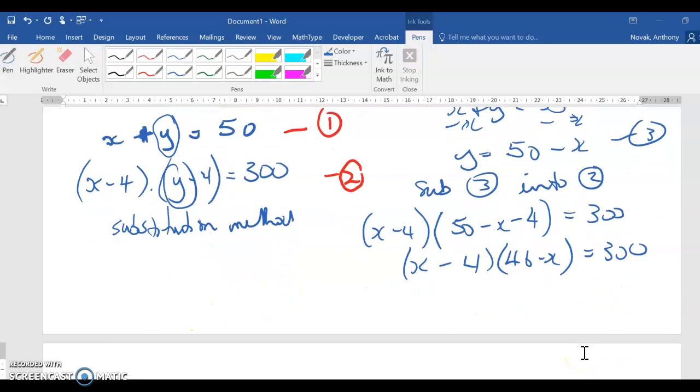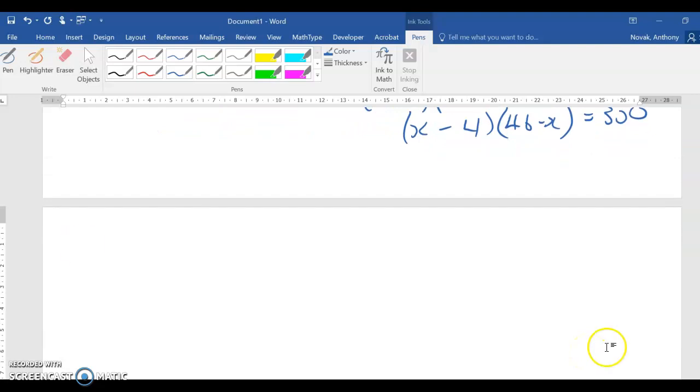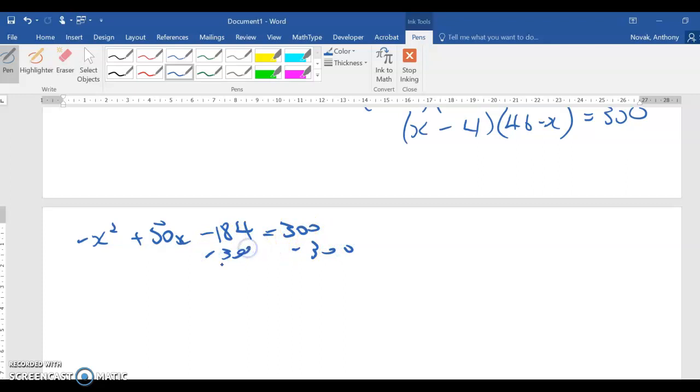So let's go to another page, and from the equation, we had minus x squared plus 50x minus 184 equals 300. We'll transpose, we'll get rid of that 300, so subtract 300 from both sides. We have that to solve for x, we'll use the null factor law. There's our null factor law, which we can use our calculator for.